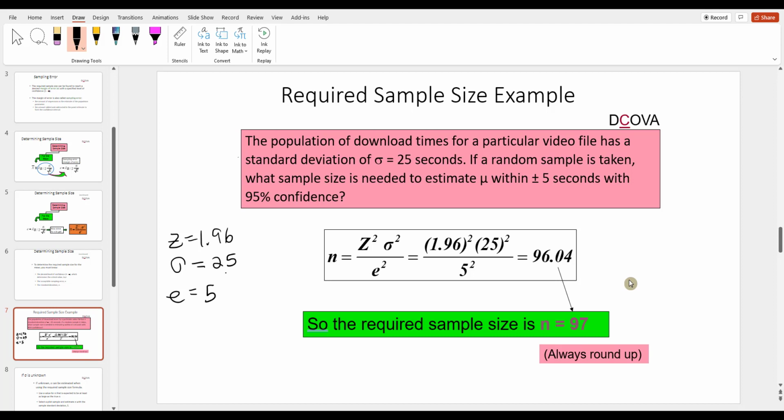A lot of students get this confused because when they see 96.04, they think they need to round to the nearest whole number. That is not the case when it comes to sample size. It has to round up. So make sure you round up to 97.